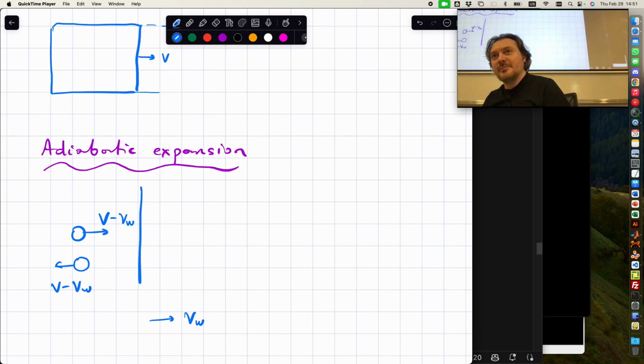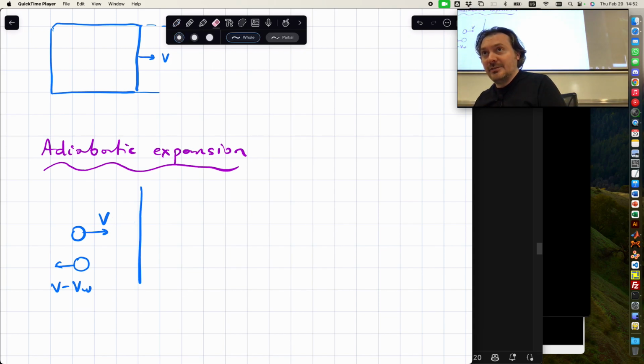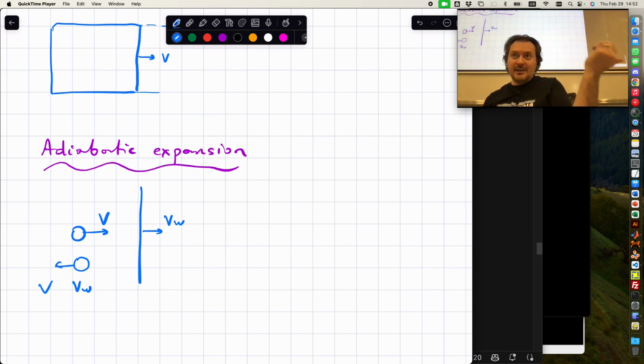But now let's put back the original velocities. So I have V minus 2 V wall. Yeah, I have to add V wall to everything in the right direction. So I get my original V, I get my V wall, but this one gets V minus 2 V wall, because it's going in this direction and I'm removing V wall in this direction. Does it make sense?